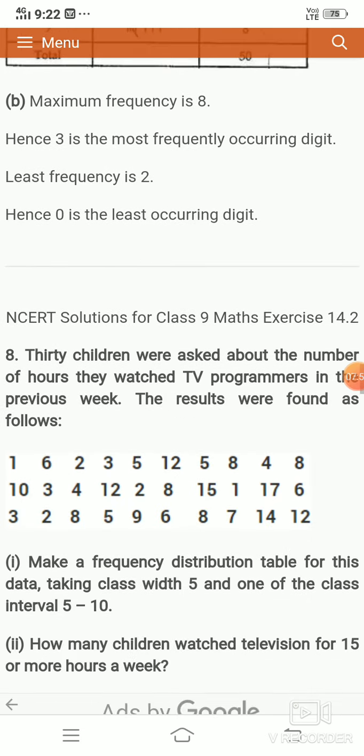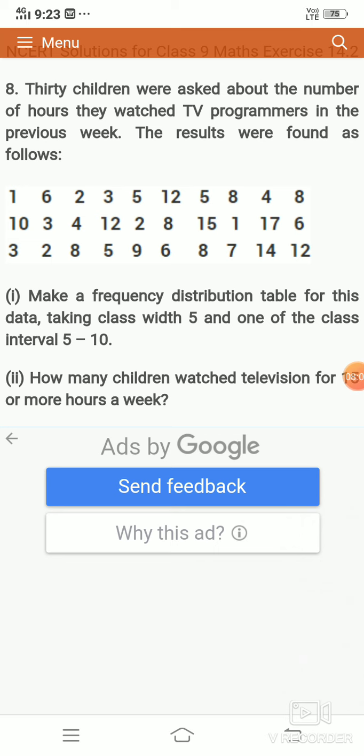Now come to the next question. 30 children were asked about the number of hours they watched TV programs in the previous week. The data of 30 children is given. The results were found as follows. The numbers given range from 1 up to a maximum of 15. Here we can write the numbers 1, 2, 3, 4, 5, 6. In the first column we write the numbers, use the tally marks, and write the frequency, and the total frequency is 30 children, so 30.